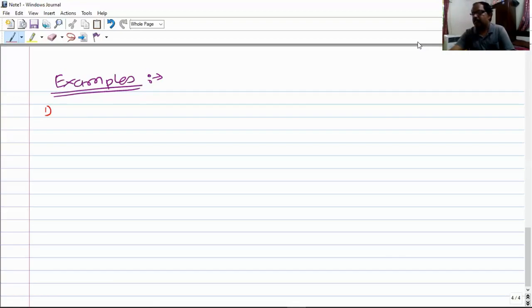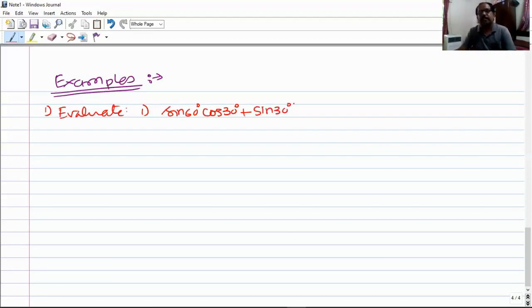Let's see, the example may ask on this part like this. So just see the first question. Here the first question is: evaluate the values of some trigonometric expressions. The first one is, you can just write, evaluate. What we need to evaluate here? The expression sine 60 cos 30 plus sine 30 cos 60. Okay, so we need to find the value of this expression.